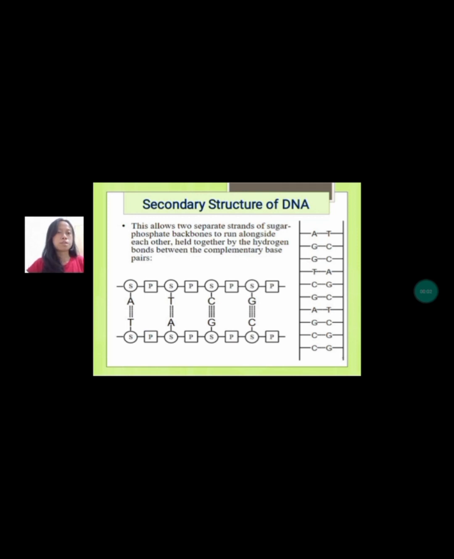This allows two separate strands of sugar phosphate backbones to run alongside each other, held together by the hydrogen bonds between the complementary base pairs. So adenine is paired with thymine, thymine with adenine, cytosine with guanine, and guanine with cytosine.